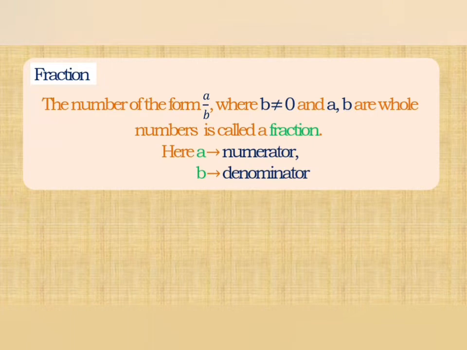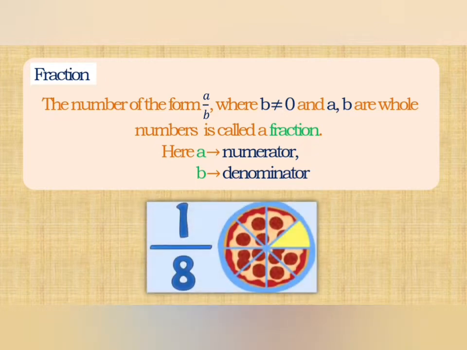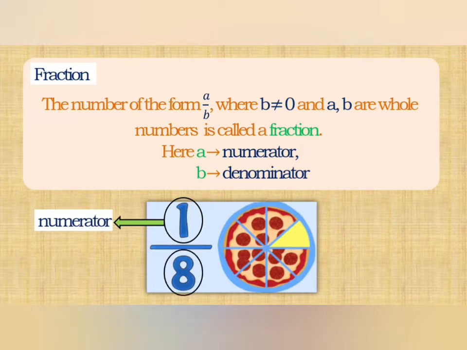Fraction. It is in the form of a by b, where a is called the numerator and b is called the denominator. The only condition for a fraction is a and b can be a whole number, but b should not be 0. See this example 1 by 8. Here 1 is a numerator and 8 is a denominator. It's satisfying all the conditions, so 1 by 8 is a fraction.